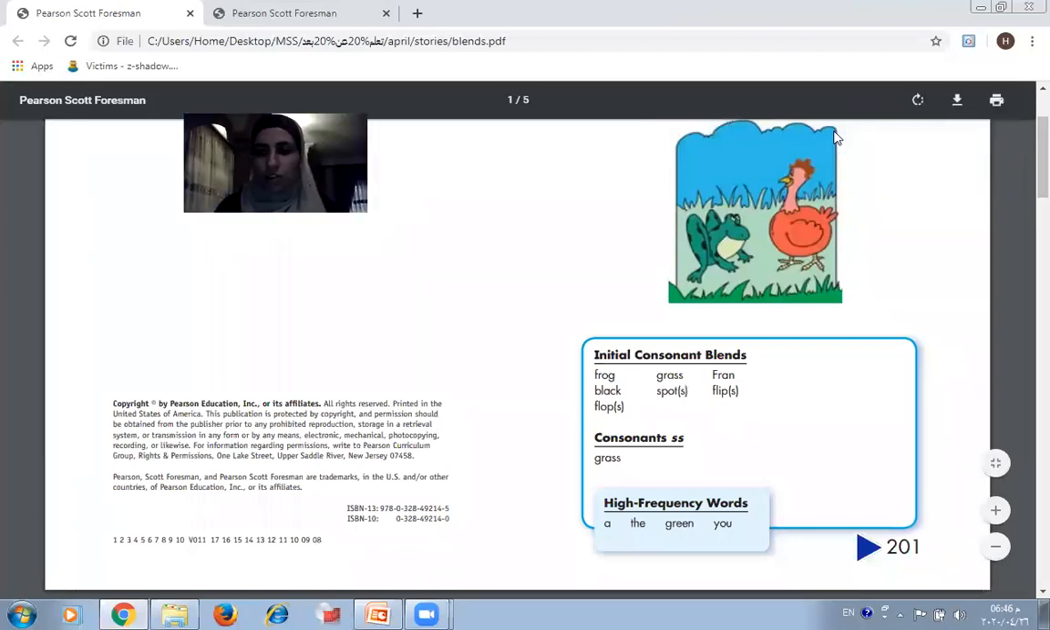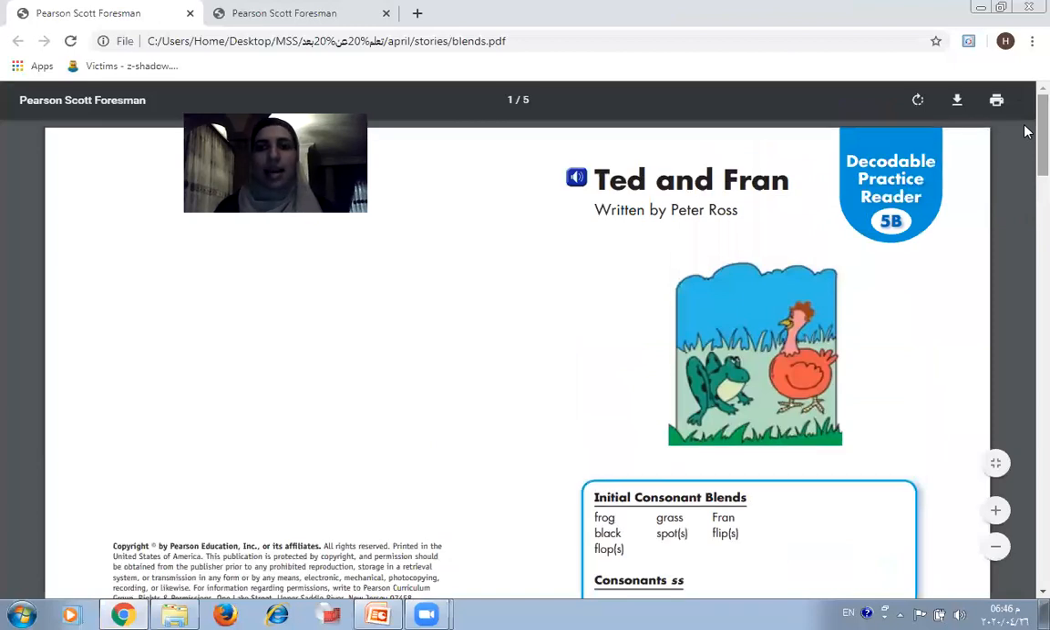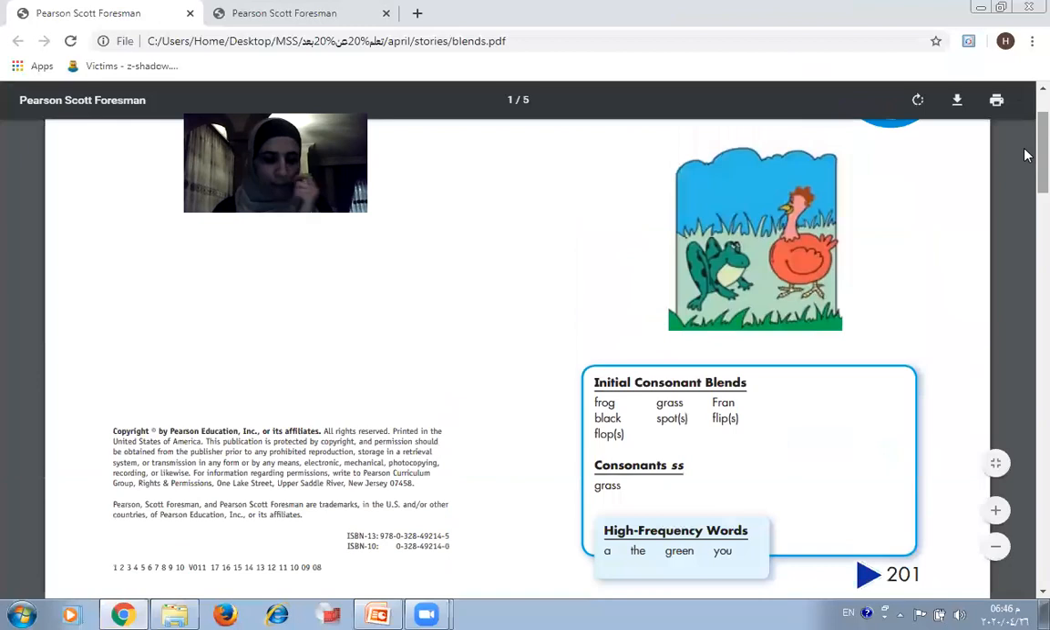Our first story is entitled Ted and Fran. And here we're going to focus more on the consonant blends. Like any consonant with an R, and we call them the R blend, the R family blends. And any consonant with L, and we call them the L consonant blend.